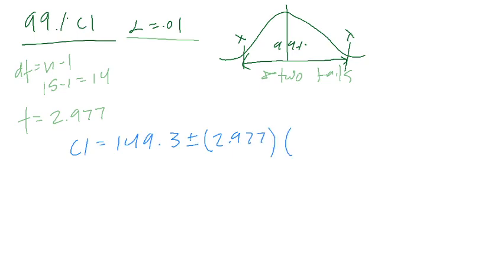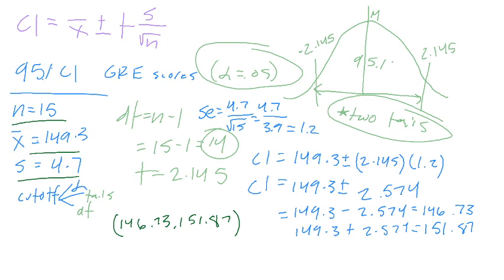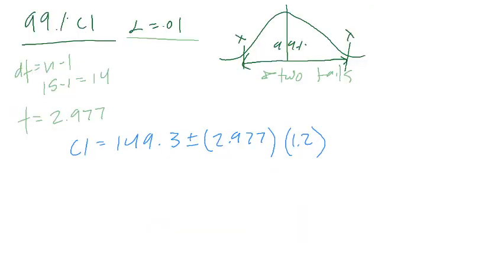And this value is even going to be the same here because our standard error has not changed, right? It's the same standard deviation, it's the same n. So that's the same. So this is what we would need to do. We would take 149.3 plus and minus, if we multiply these together, we get 3.572.